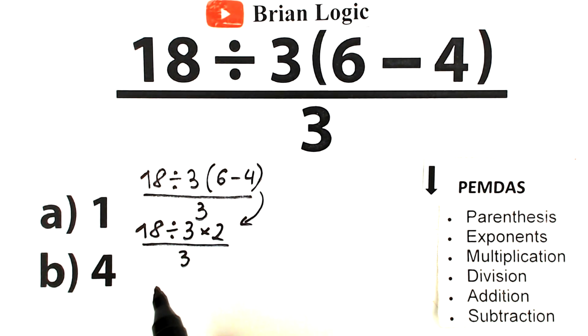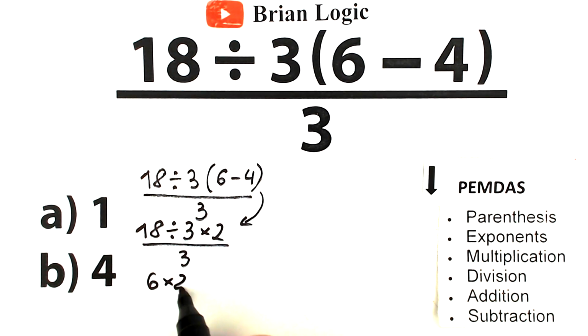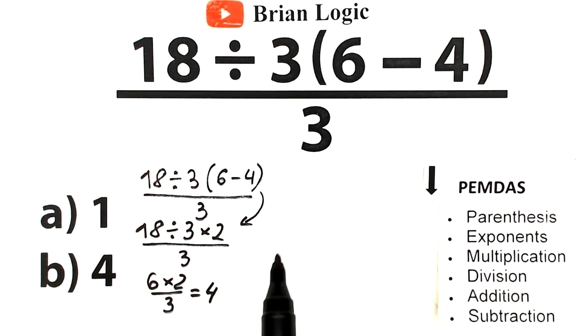Just look at it. 18 divided by 3 gives us 6. Then times 2, and all over 3, which gives us 12 over 3, which gives us 4. As I told before, multiplication and division have the same precedence. So this gets to the correct answer of 4.